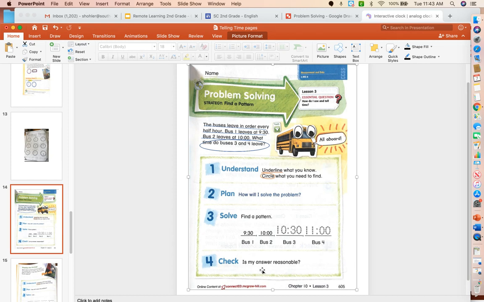Now, number 4 is something we really need to make sure we're understanding: check, is my answer even reasonable? Does it even make sense? What if I decided that bus 4 was going to leave at 1:30? Does 1:30 even make any sense? None of those times are even close to 1:30. So we need to make sure after we've solved our problem that each time we check to see if the answer is reasonable.